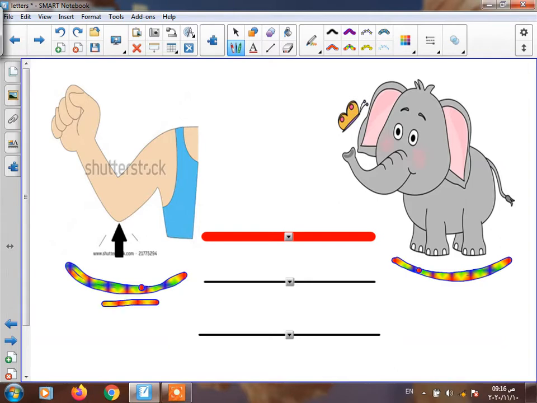Okay, Kijitu, how can I write letter E? I will start from the red line here. Small line, line down, small line again. Okay, Kijitu, how can I write sound E? From here, small line, turn down. Letter E, sound E.